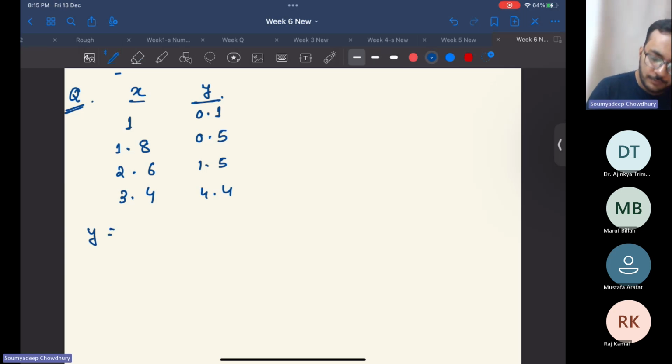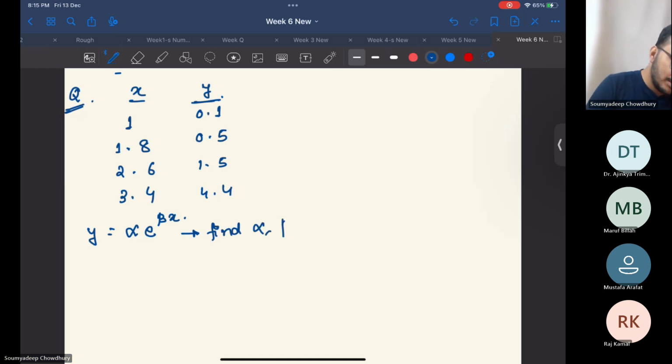Now it is told that this model follows the equation y equals alpha e power beta x. This relation is given, and you have to find alpha and beta here. So you can see directly that you don't have a linear relationship, right? So we need to convert it into a linear relationship. How do we do that?